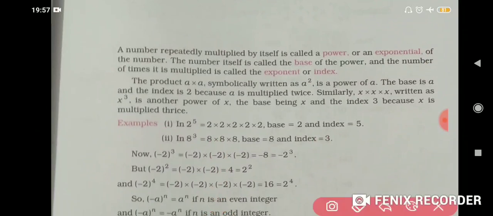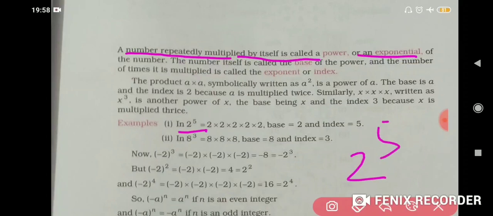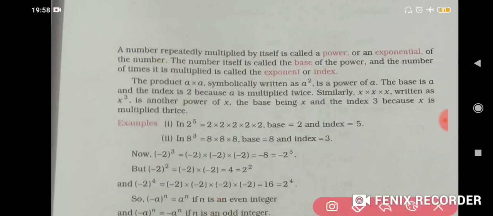So a number repeatedly multiplied by itself is called a power or an exponent. For example, 2 to the power 5. 2 to the power 5 means that we have to multiply 2 how many times? 5 times. Just see: 1, 2, 3, 4, 5.